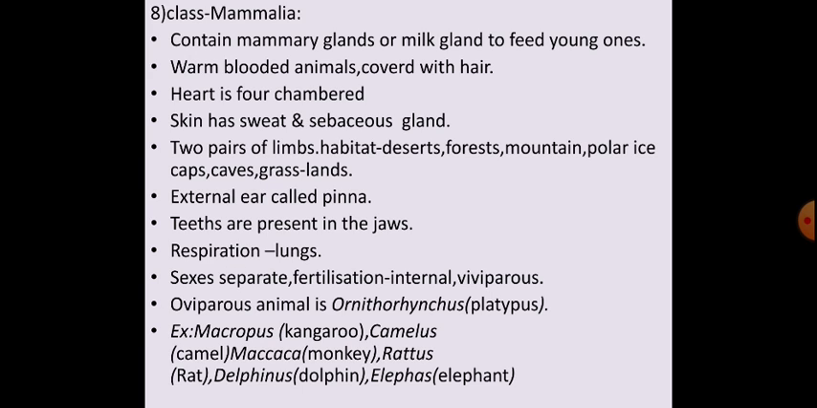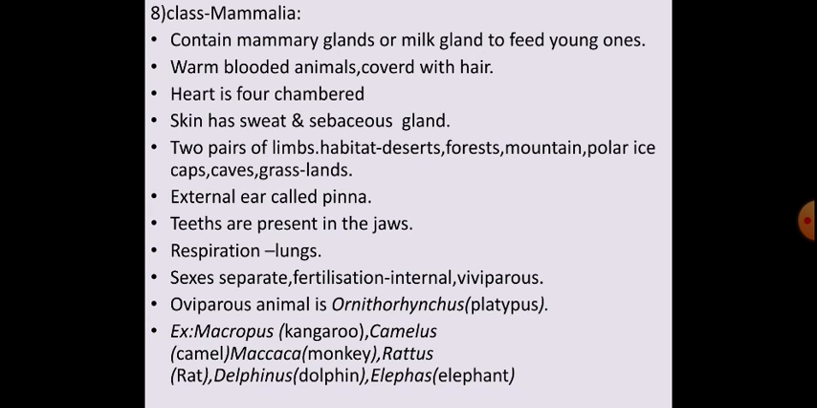Fertilization is internal. They are viviparous. Viviparous means they do not lay eggs. They give birth to young ones. All are viviparous, but there is one mammal which is oviparous. This is a speciality. It is a mammal, a milk-giving animal, but an oviparous animal. It will lay eggs, and the name of that mammal is Ornithorhynchus. Common name is platypus. This belongs to class Mammalia, but doesn't give birth to young ones.